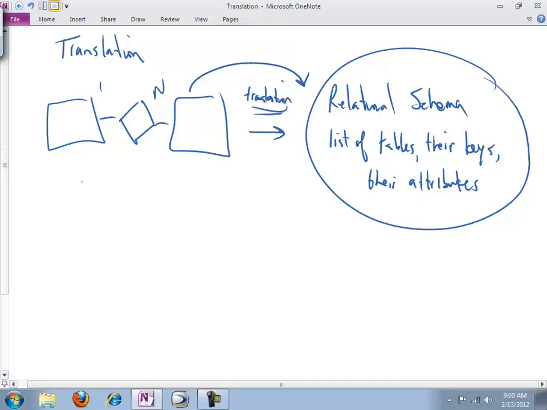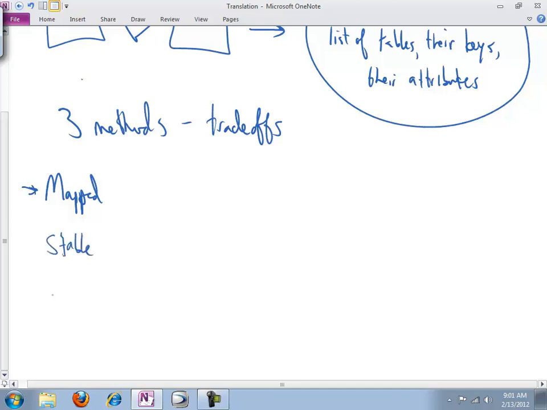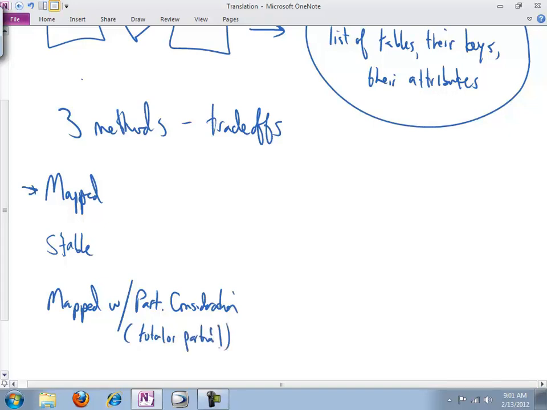Okay, so there's three methods we'll learn, and there are trade-offs among them. The methods are mapped. This is the most common. And oftentimes when you're taking a database class, you'll only get one technique for translation, and if that's the case, it's typically mapped. The other is stable. And then mapped with participation consideration. Participation, as you recall, is total or partial. So these are our three techniques right here.